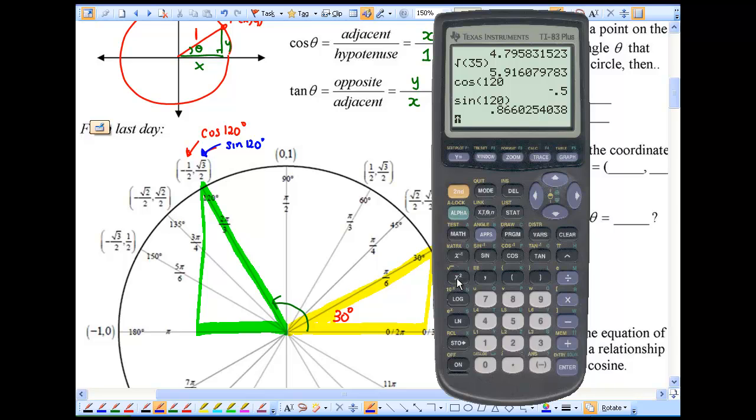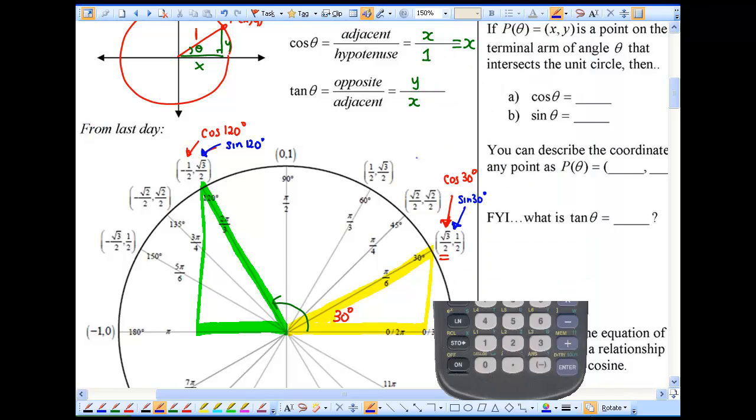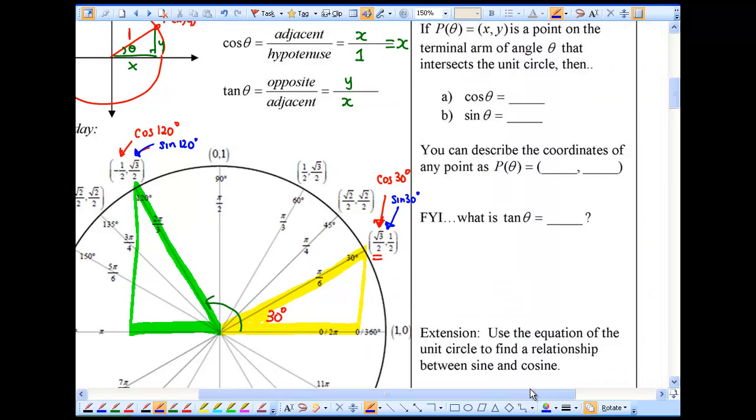And if you're not too sure, root 3 divided by 2. Yes, it's the same thing. So, what do you notice about the angle theta and how that's related to the coordinates x, comma, y? So now let's go back to this box to the right.